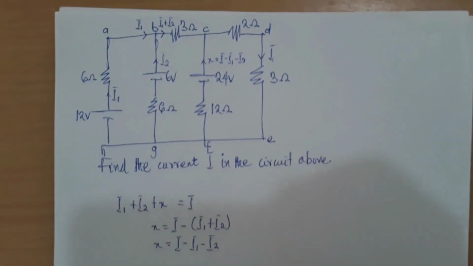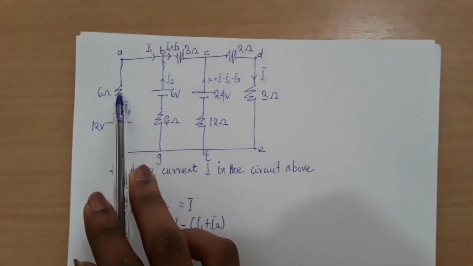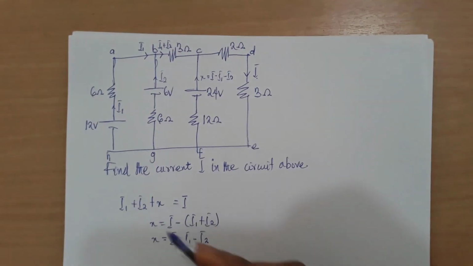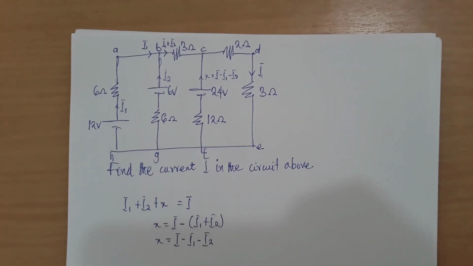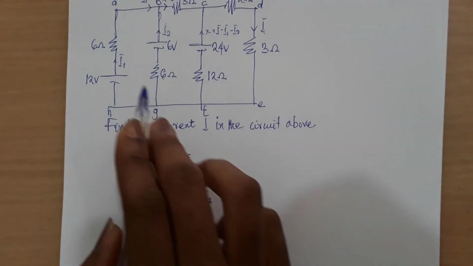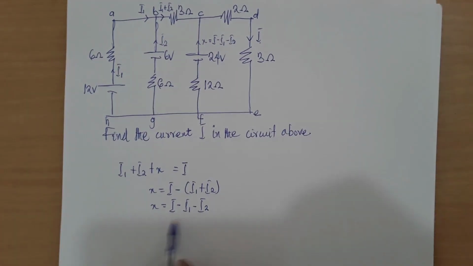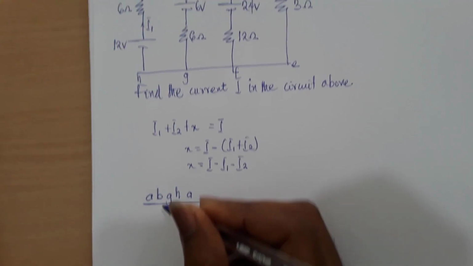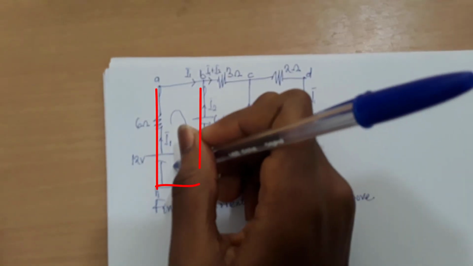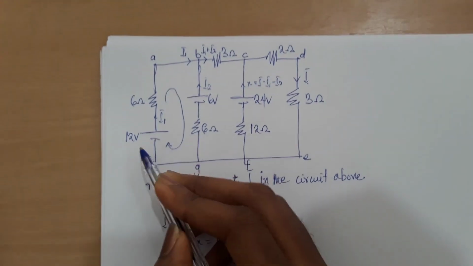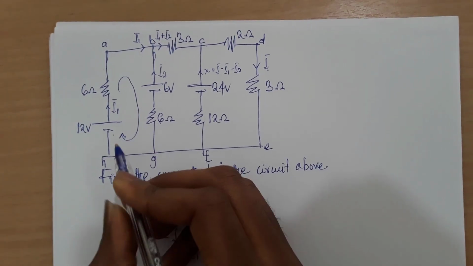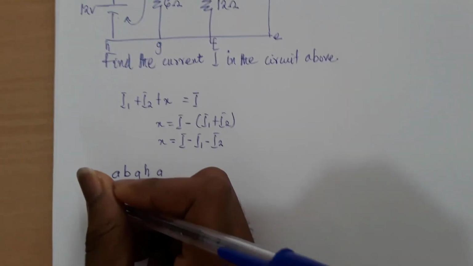The reason why we are expressing our unknown currents using just I1 and I2 is for the ease of finding these currents, because of the number of loops we have in the circuit. With just 3 current variables, even though there are more than 3 loops in the circuit, we can easily find them. So taking loop A, B, J, H, A, that suggests that you are traveling in a clockwise manner. Applying KVL, we know that the sum of voltage sources must be equal to the sum of voltage drops. So our first voltage source here is the 12 volt voltage source.